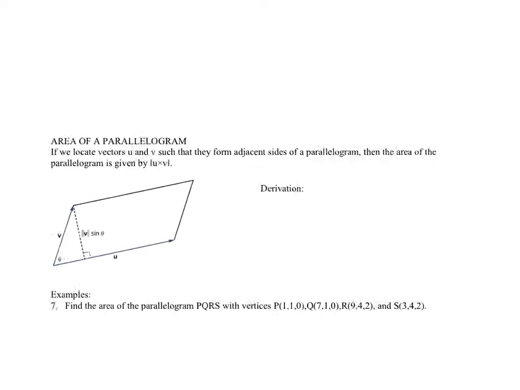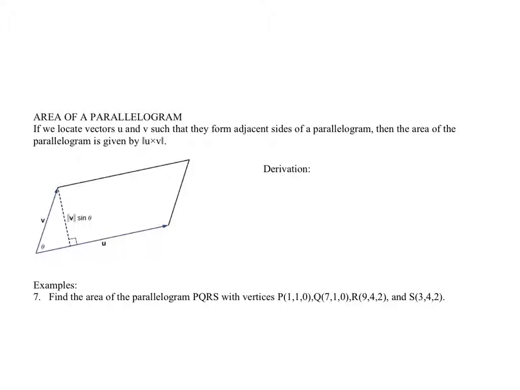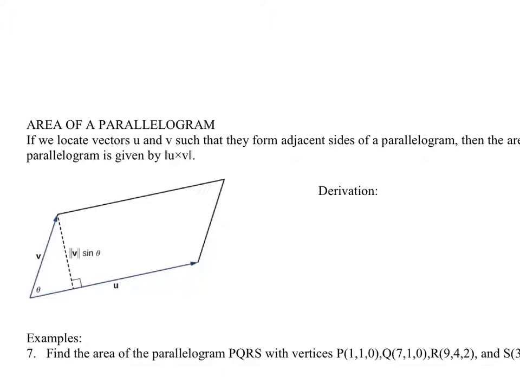All right, so the last thing, we're just going to take like 10 seconds. That's an exaggeration. I'm just going to talk to you about where that area of the parallelogram business comes from. So we locate vectors u and v such that they form adjacent sides of a parallelogram, kind of like a vector sum. Find the area of the parallelogram given by the magnitude of u cross v. The derivation is very easy, because the area of a parallelogram is base times height.